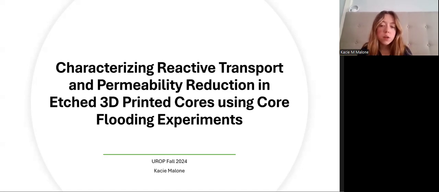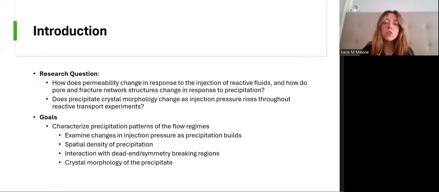This fall semester, I worked on a project within the field of hydrogeology, focusing on characterizing the reactive transport and permeability reduction in etched 3D printed cores using core flooding experiments. So this project essentially consists of passing reactive fluid through some predetermined channel geometry that is etched into our core samples we are testing, and based on the geometry design, the fluids experience induced mixing within the core, causing reactions that produce precipitation.